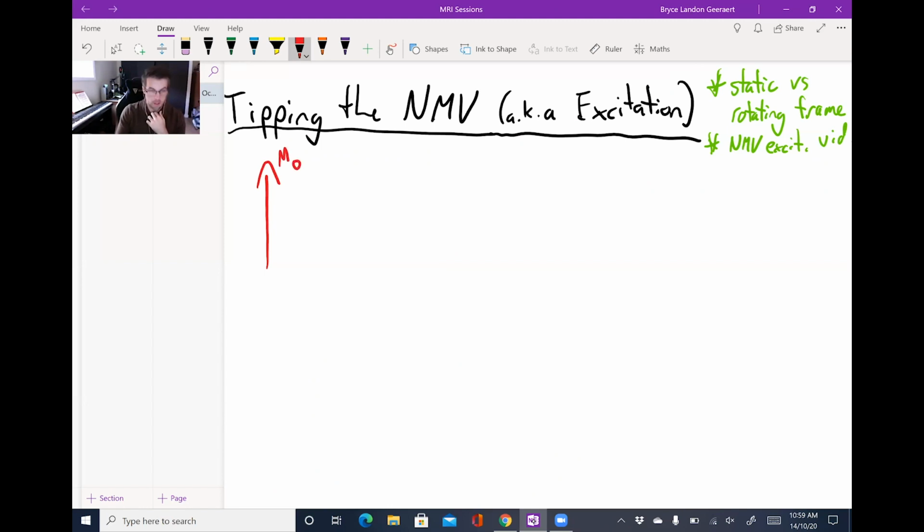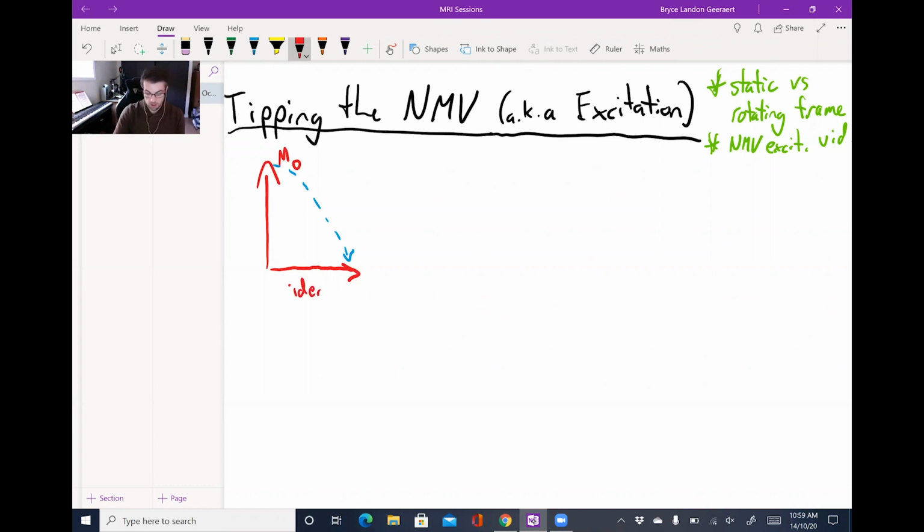So I'm going to represent this as M0, which is just our net magnetization vector, just another notation for it instead of NMV. And then if we can find some way to get our net magnetization to tip and get oriented along that transverse plane, then we're measuring it in the transverse plane, and we're in good shape.